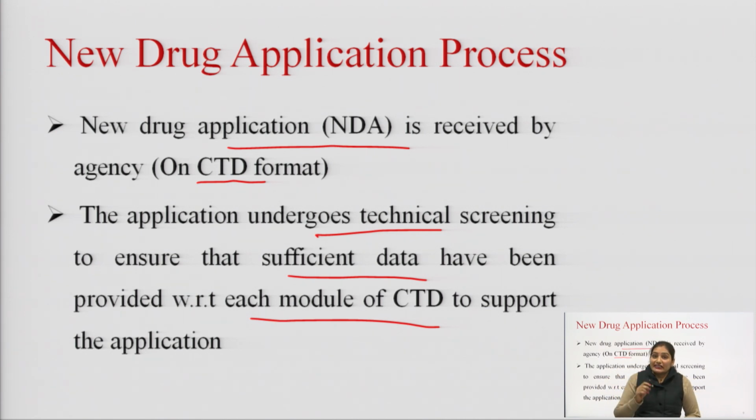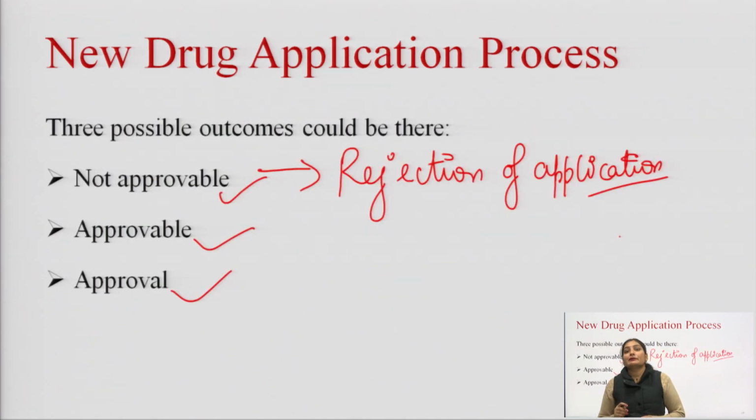And after screening this application, there can be 3 types of possible outcomes, and these outcomes are not approvable, approvable and approval. In case of the not approvable outcome, a letter will be sent to the applicant or the sponsor or the organization describing the reasons for rejection of the application, describing the deficiency of the documents.